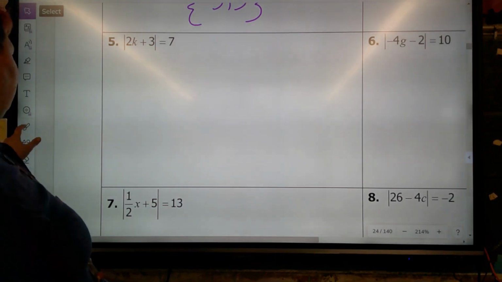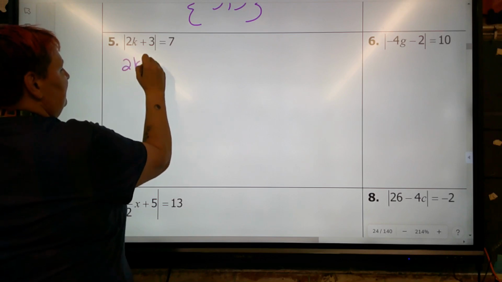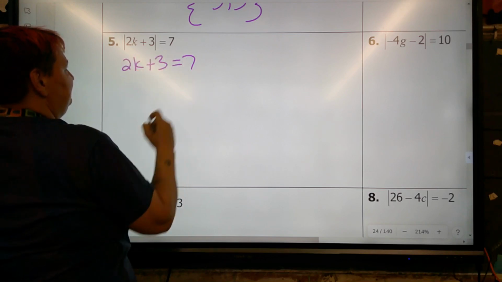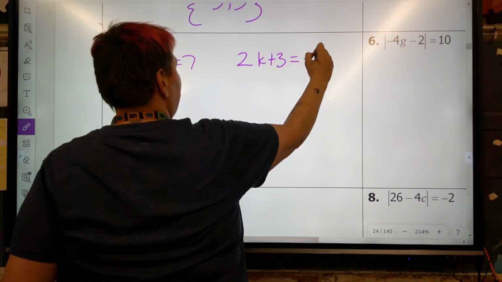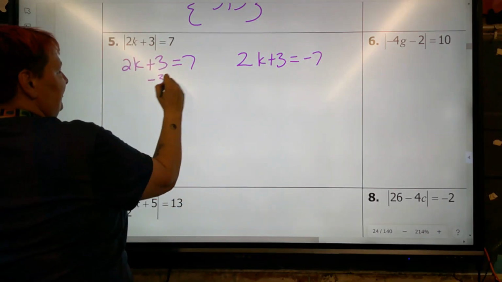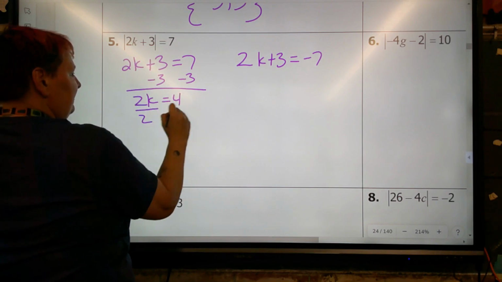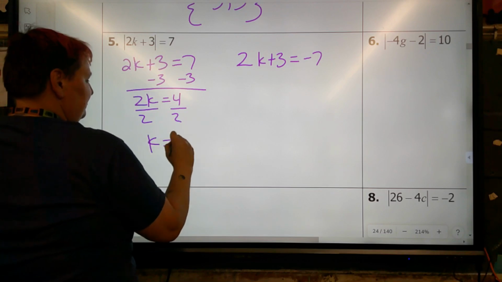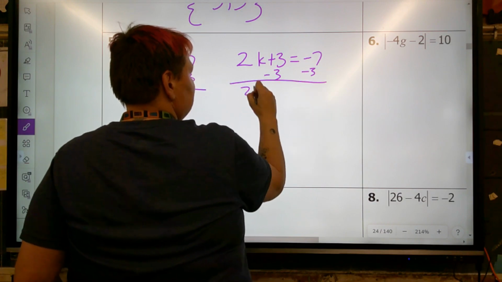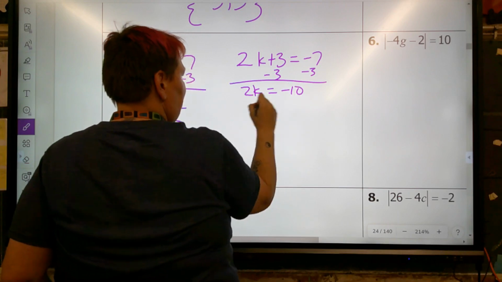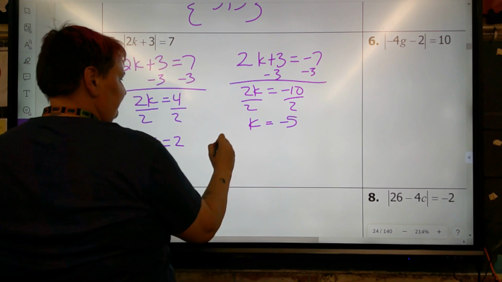Again, it's isolated already. You don't have to do anything with it. So 2k plus 3 equals 7, and 2k plus 3 equals negative 7. Get rid of the constant. 2k equals 4. Inverse property. 2k is equal to negative 10. K is equal to negative 5. So 2 or negative 5.